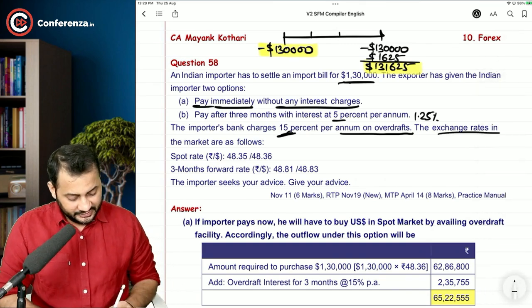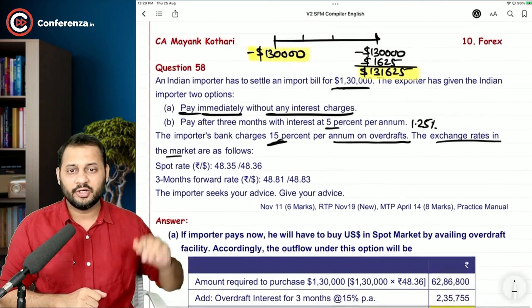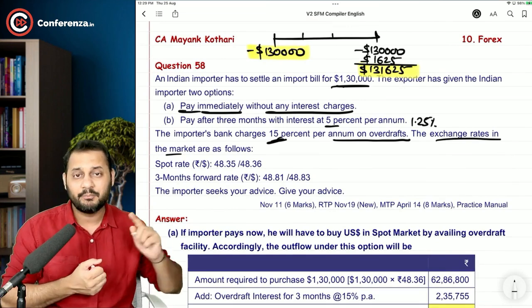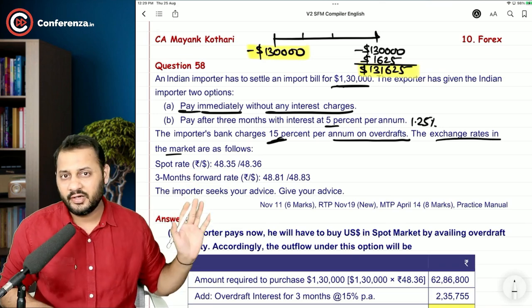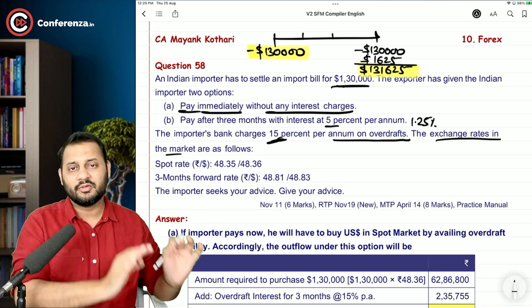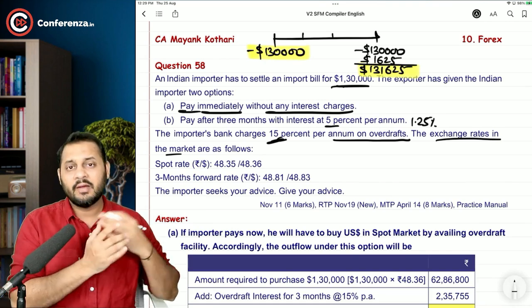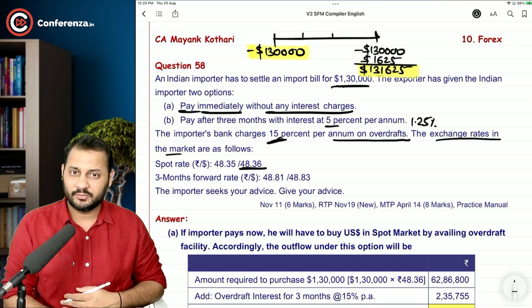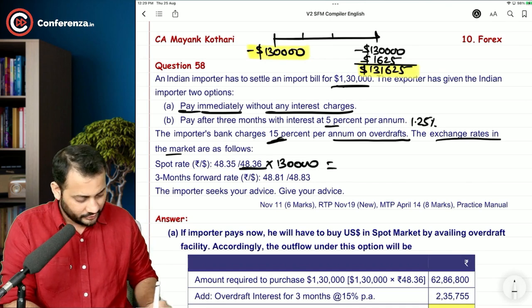The exchange rates in the market for rupees per dollar are as follows. Now understand, in order to buy $1,30,000, you will have to buy dollars, the bank will sell dollars, dollar is the base currency. Every time put the requirement to the bank in terms of the base currency. We want to buy the dollars today, the bank will sell it, the ask rate of the bank will be applicable, that is 48.36. So what are you going to do? $1,30,000 into this.